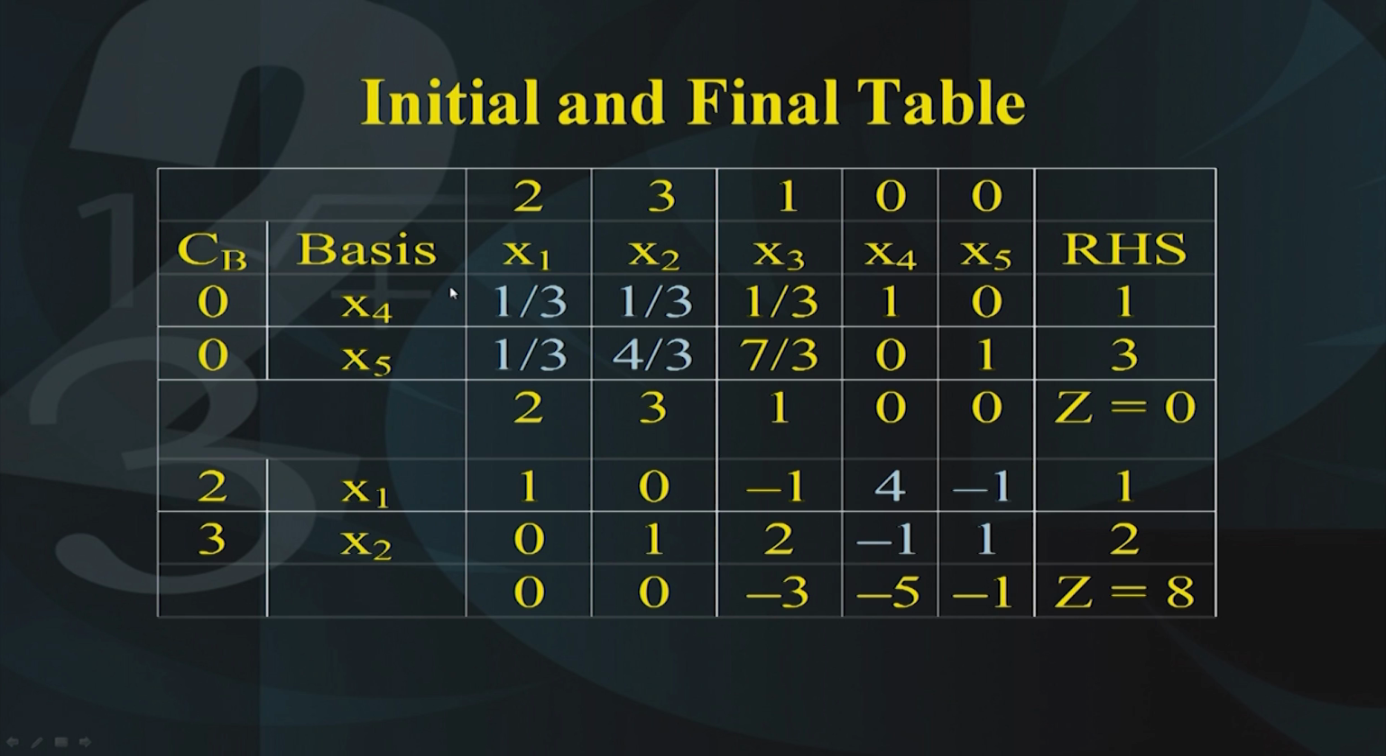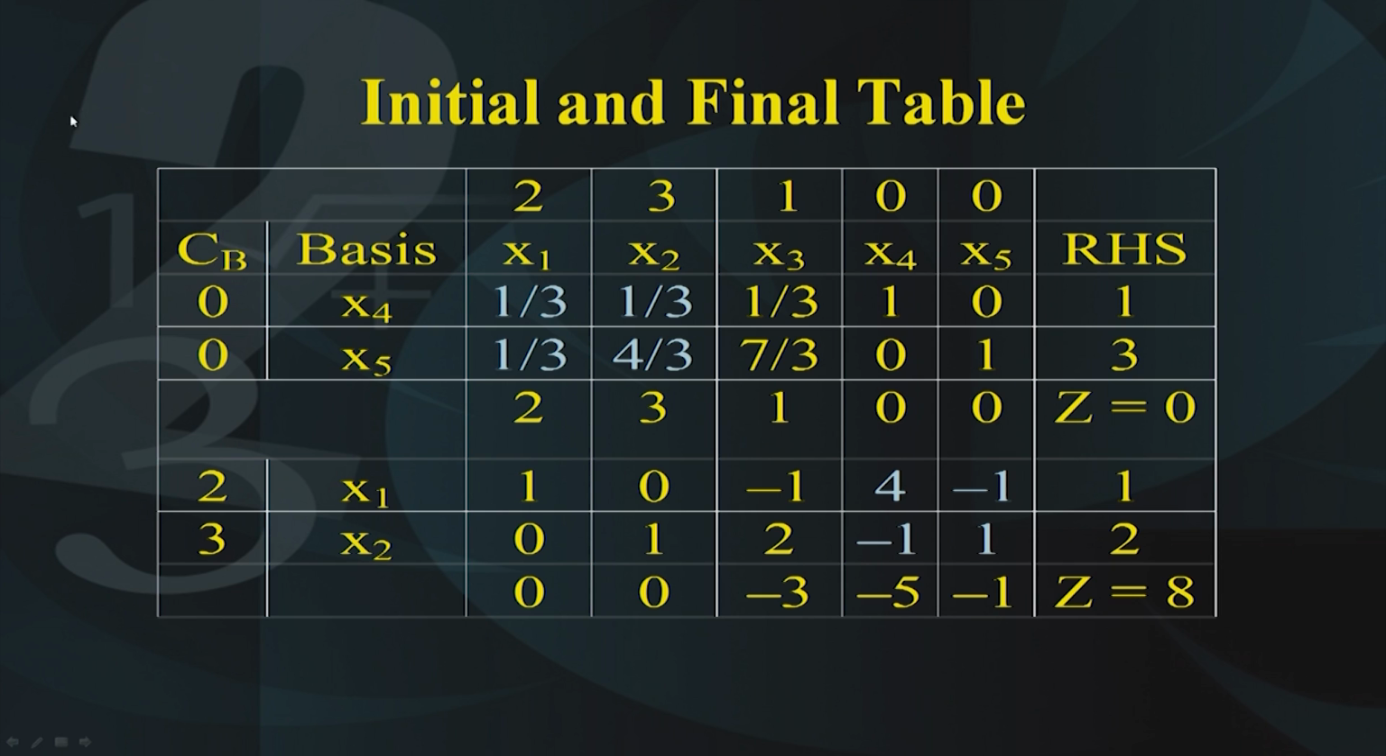We will solve it with the help of our usual simplex method and record the initial table and the final table in this tableau. So, in the top row, if you look at it, we will write down the entries corresponding to the objective function coefficients, that is 2, 3, 1, 0 and 0.